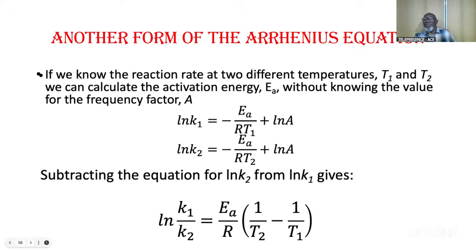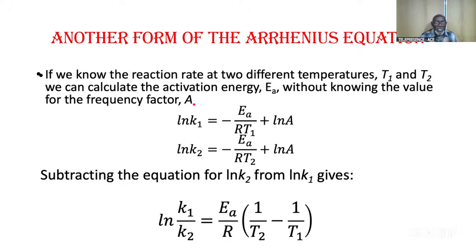Another form of the Arrhenius equation. If we want to know the reaction rate at two different temperatures, at temperature T1 and at temperature T2, we can calculate the activation energy without knowing the value of the frequency factor, what we call the Arrhenius constant, A.